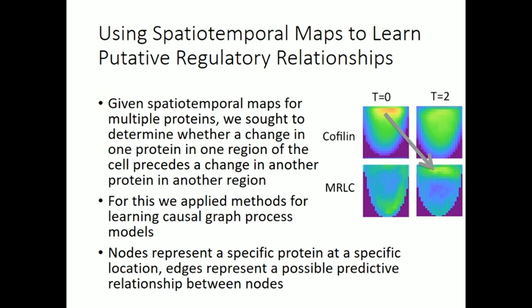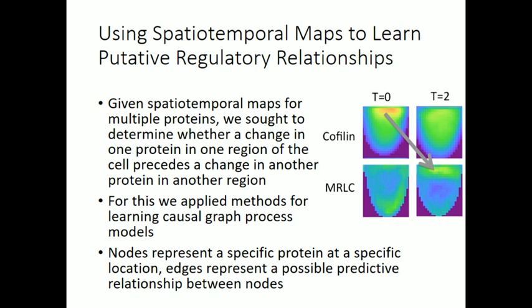And the idea here is that we take the distributions of proteins that we have at different times, and create a graph where the nodes represent the amount of a specific protein at a specific location, and edges represent a possible predictive relationship between the concentration of one protein in one location and the concentration of another protein in another location, right? So for each of those nodes we have information at various time points. So for that node, we have data for the concentration at various times.